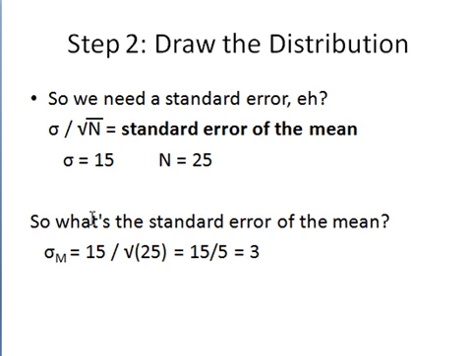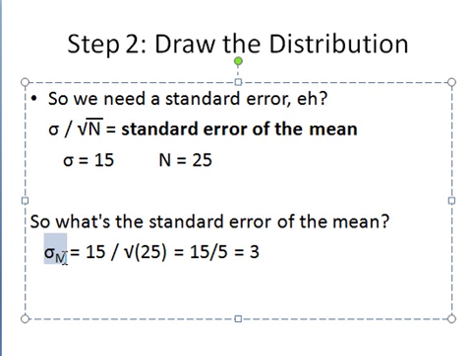So to calculate the standard error of the mean, I decided to use friendly numbers this time. It won't always be that way. But the standard error of the mean, which is indicated here as sigma sub m, is equal to the standard deviation divided by the square root of the sample size. If we simplify that, that should be 15 over 5. And if we simplify that further, that standard error of the mean is 3.